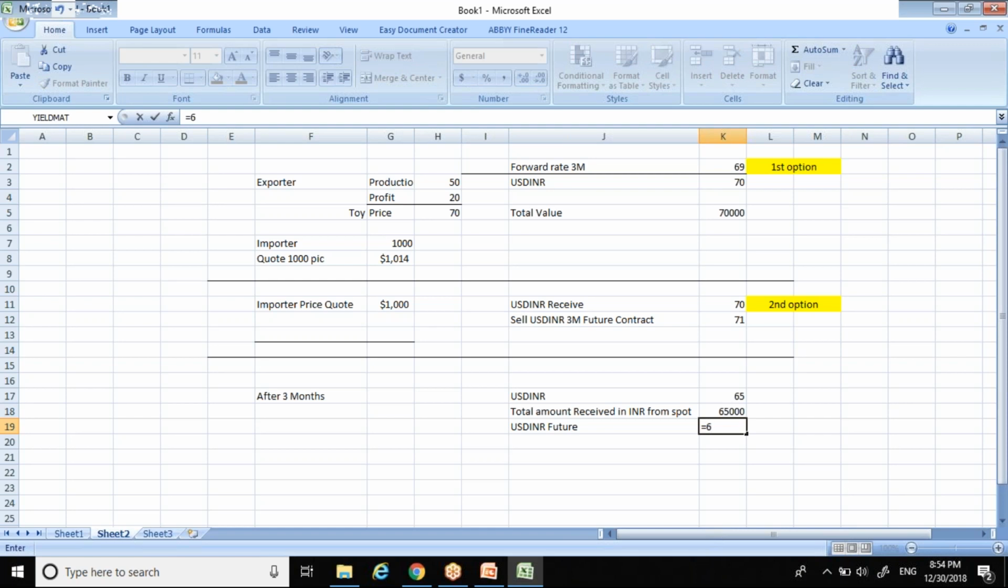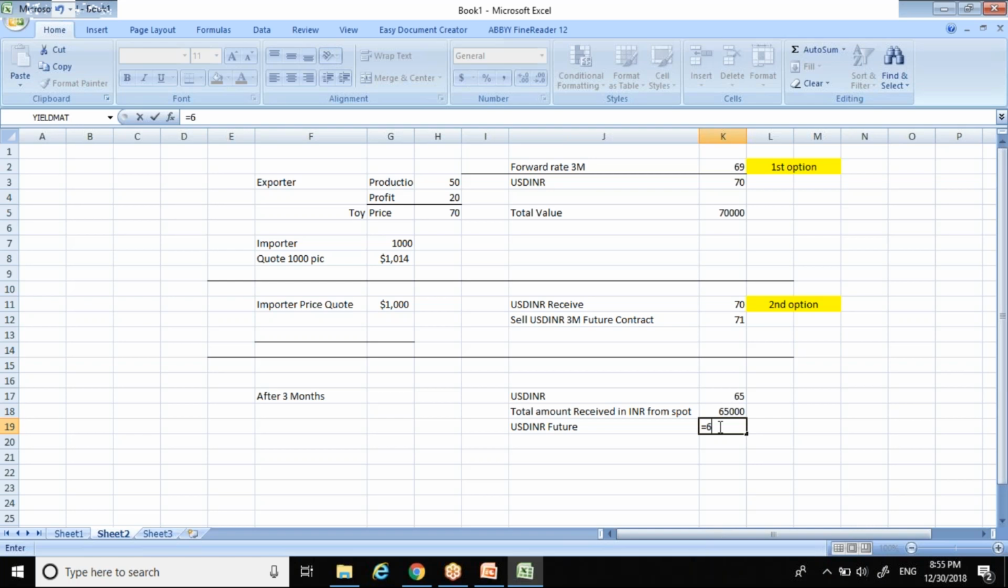Why? Because you know that the future price and the spot price converge on the date of expiry. There's no difference between spot and future. So the 71 rupees future contract will be trading at the spot price on the date of expiry, right? So after 3 months, it will be trading at 65, the spot price. So you sold at 71 and now you are buying at 65. So the difference of 6 rupees will be your profit. So you sold costly at 71. Now you are closing your position by buying the contract.